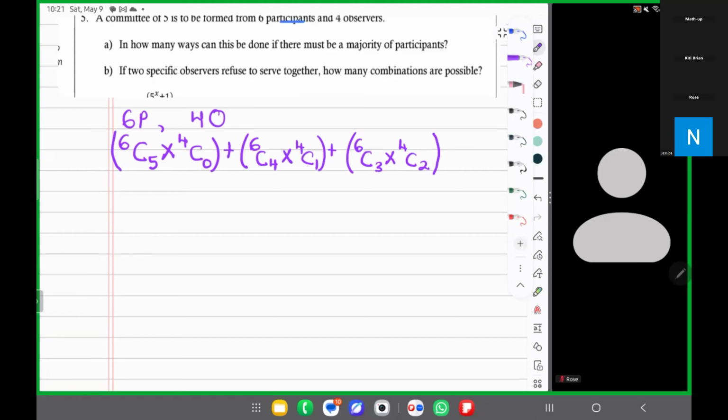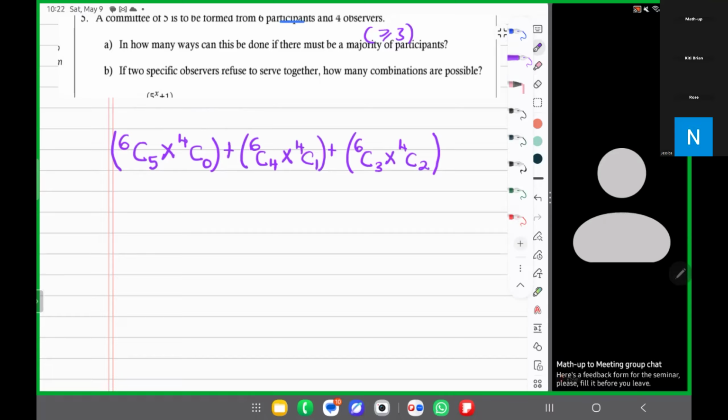Okay, now you realize that I can't go beyond that, because if I decrease the number of participants in the next case, I'll end up having 2 participants on the committee and 3 observers. Those are the only scenarios I can have for that committee. The committee must have at least 3 participants. In other words, that was the condition. Okay.